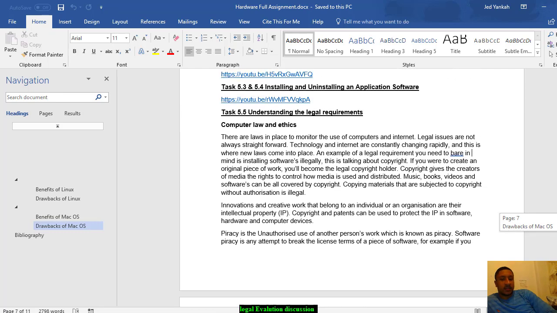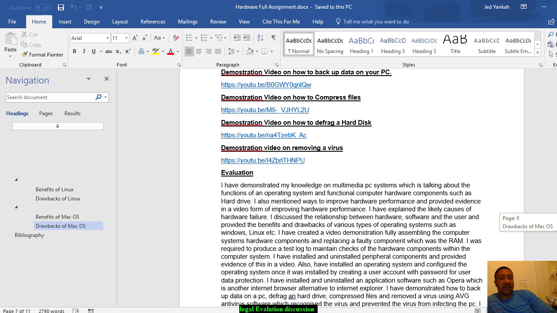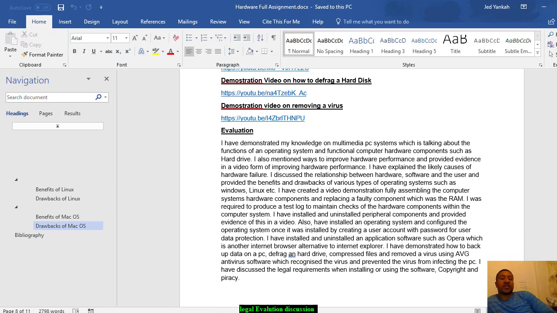So now I've discussed my understanding of legal requirements, and now I'm going to take you to my evaluation. I've demonstrated my multimedia PC system and my knowledge of that. I've talked about functions of an operating system and computer hardware components such as hard drive, BIOS, CD drive, CD-ROM, RAM, CMOS battery, SATA cables, etc. I've also mentioned ways to improve hardware performance and provided evidence in video form of improving hardware performance.